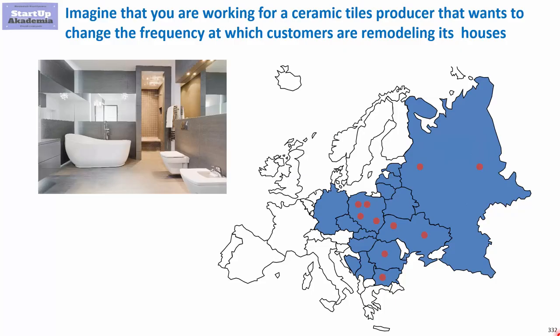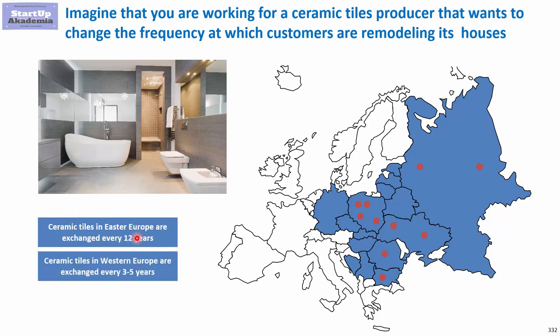So imagine that you're working for a ceramic tiles producer that wants to change the frequency at which customers are remodeling their houses. Currently in Eastern Europe, where he's most present, his customers are exchanging the ceramic tiles, so remodeling the house, every 12 years. In Western Europe, he knows that the standard is rather 3 to 5 years, 3 being Italy and 5 being Germany and France. So he's now considering ways that will help him get closer to the Western standard. So in other words, to convince customers that they should remodel their bathroom and kitchen, not every 12 years, but maybe every 8 years or 7 years.